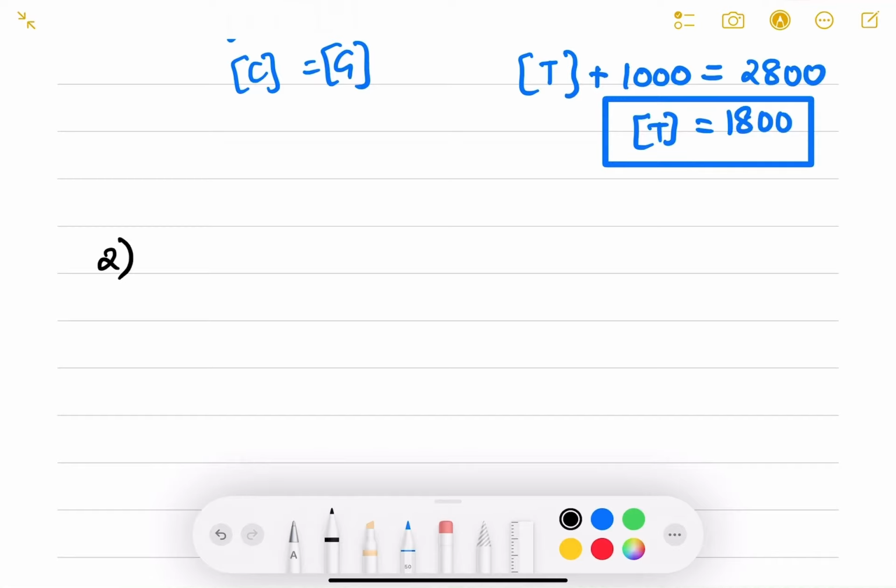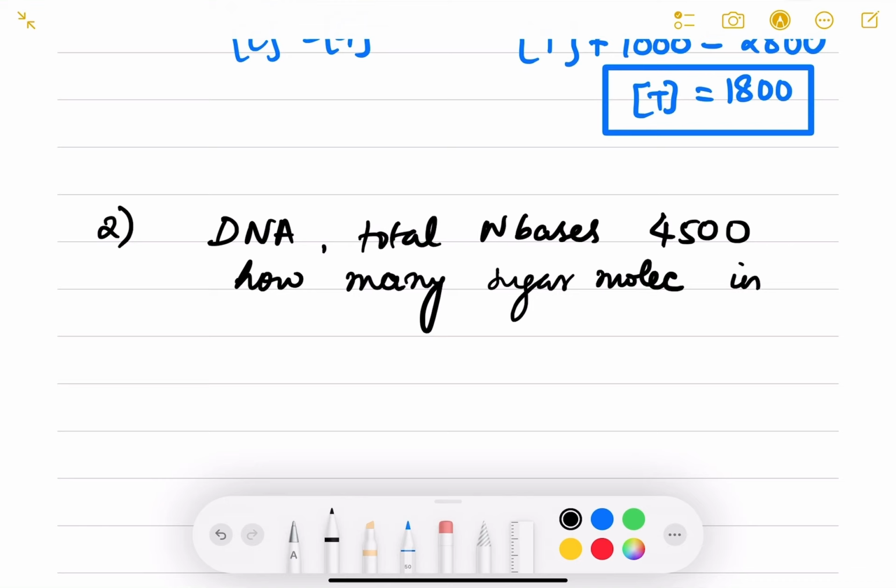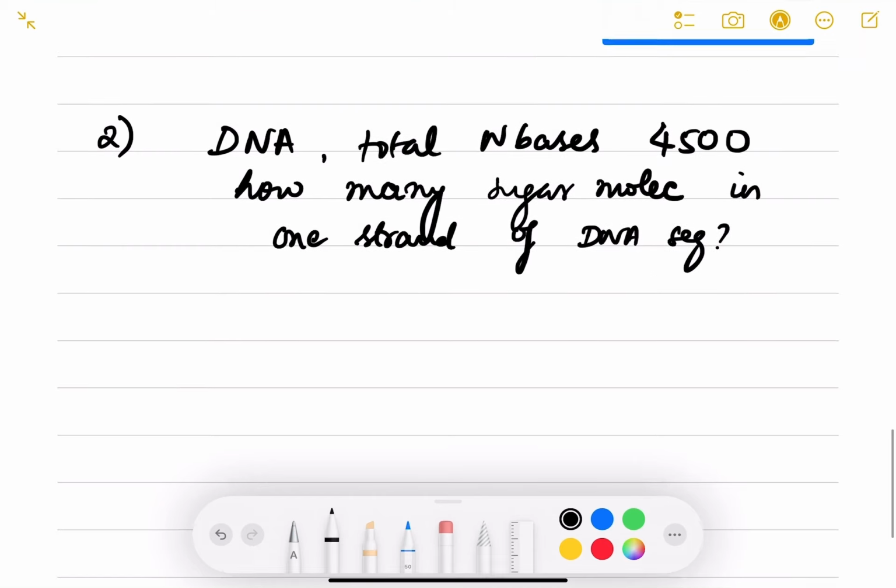Another question. In a segment of DNA, the total number of nitrogen bases given is 4500. Now they're asking how many sugar molecules will be present in one strand of this DNA segment. Okay, this is the next question.